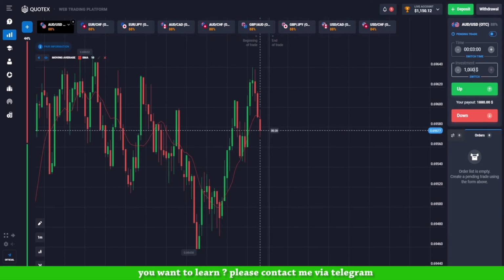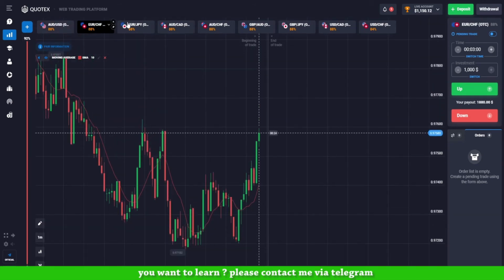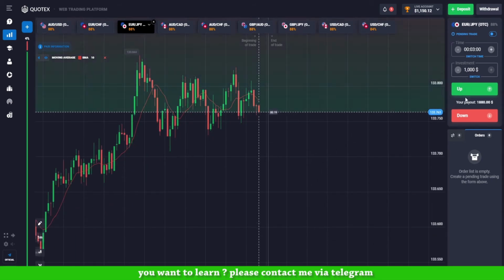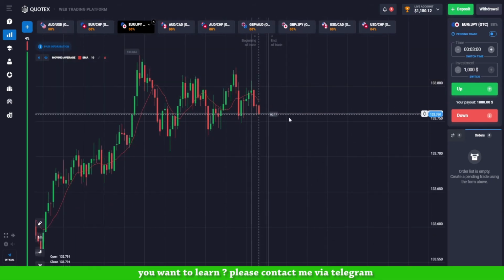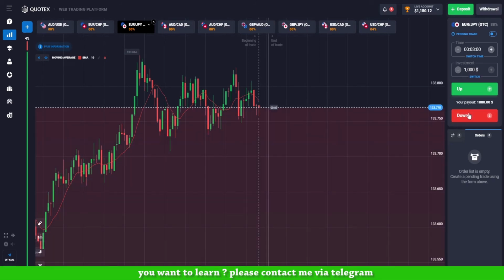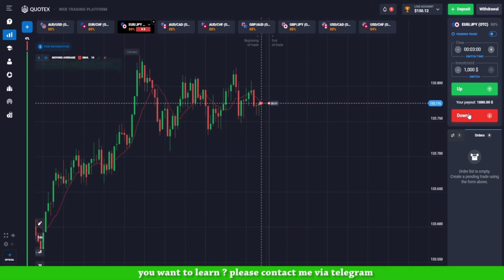Okay guys, again I remind you all to always use good money management, because there is no technique that is 100% profitable. Okay guys, here, this candle has almost passed the previous support and I will enter 3 minutes down. Okay, I open position now.